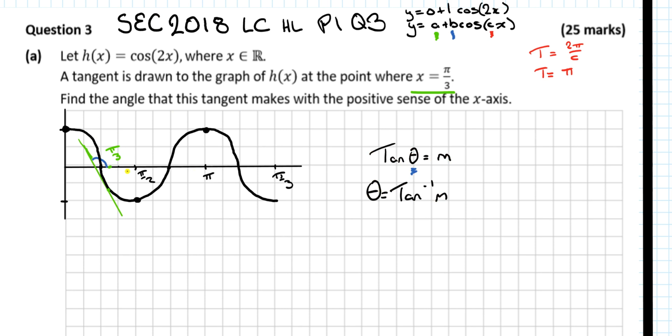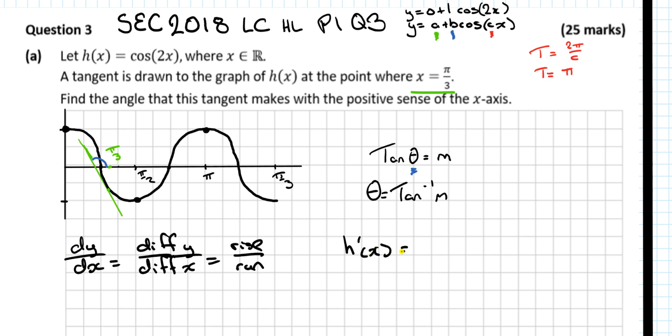Okay, well, how do I find the slope of a curve? I really need to use differentiation, because remember, dy dx is a way of saying difference in the y's over difference in the x's, which is another way of saying rise over run, which is another way of saying slope. So I need to know how to differentiate trigonometry. How to differentiate trigonometry is to differentiate the angle first. So you're going to get 2. Then differentiate the trigonometry. Differentiate cos, you get minus sine. And then leave the angle alone.